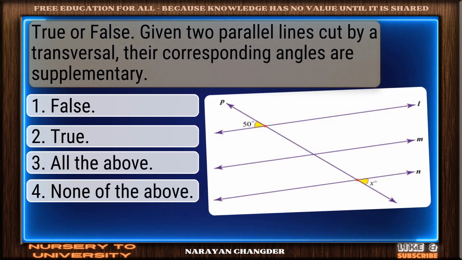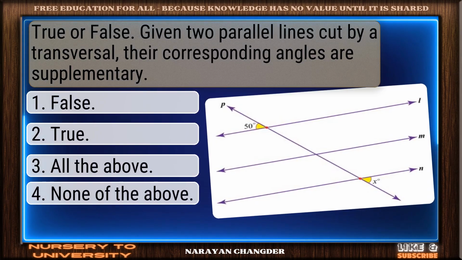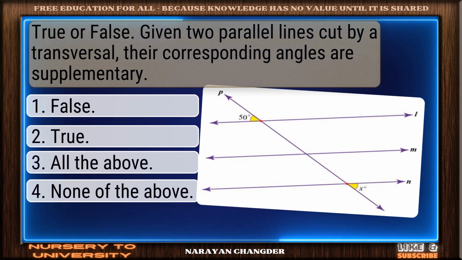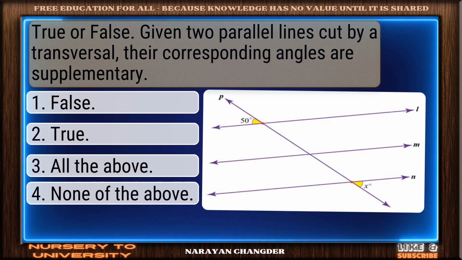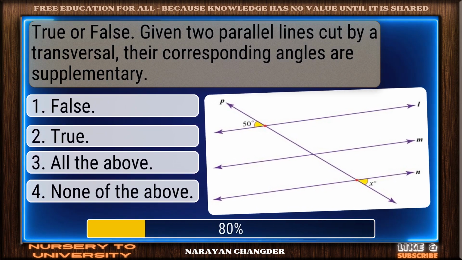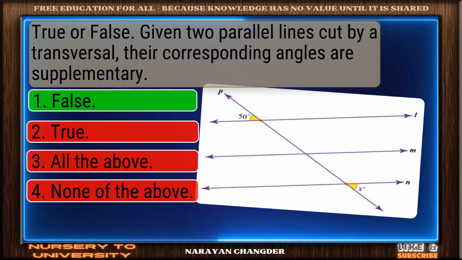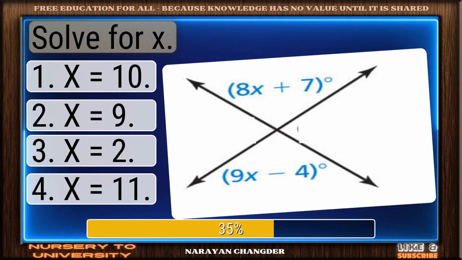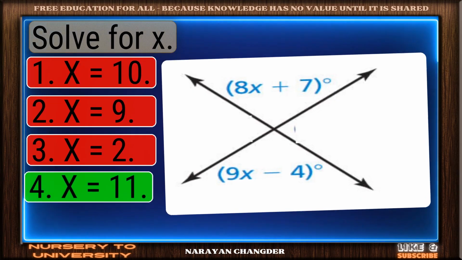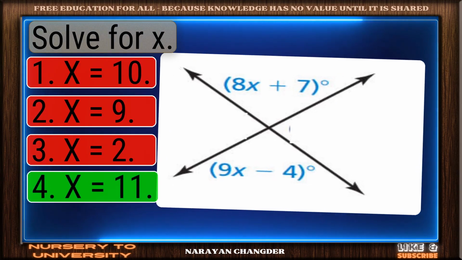Question number 31. True or false? Given two parallel lines cut by a transversal, their corresponding angles are supplementary. Strong choice. False is the right answer. Question number 32. Solve for x. You chose x equals 11, and it is correct.